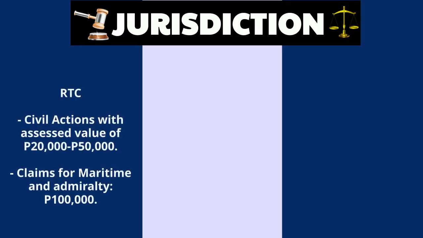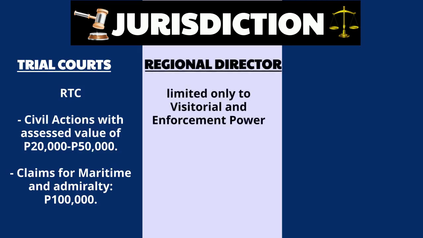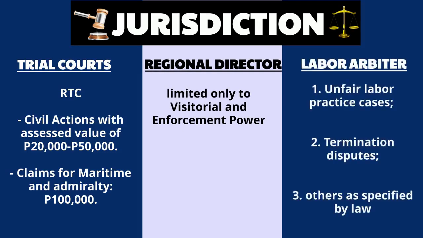Lastly, we'll talk about jurisdiction. For the trial court, it is only limited to civil actions. For the RTC, the assessed value will only be $20,000 to $50,000, and for claims for maritime and admiralty it is only $100,000. It is also different from the MTC, MCTC, and other first-level courts. For the regional director, it is only limited to visitorial and enforcement power, and for the labor arbiter, it is only limited to unfair labor practice cases, termination disputes, and others as specified by law.